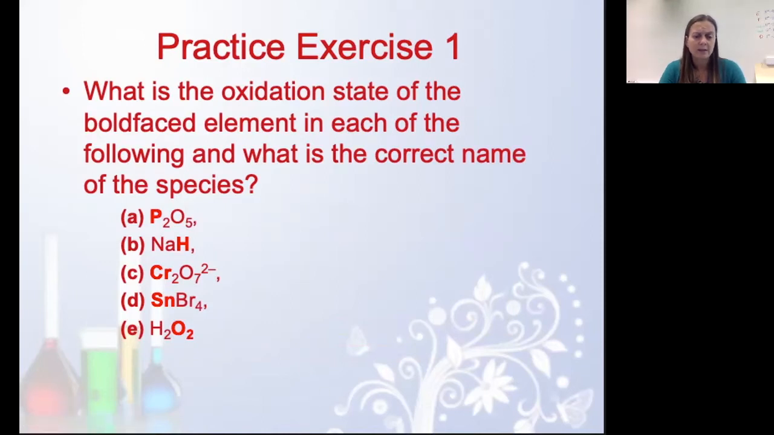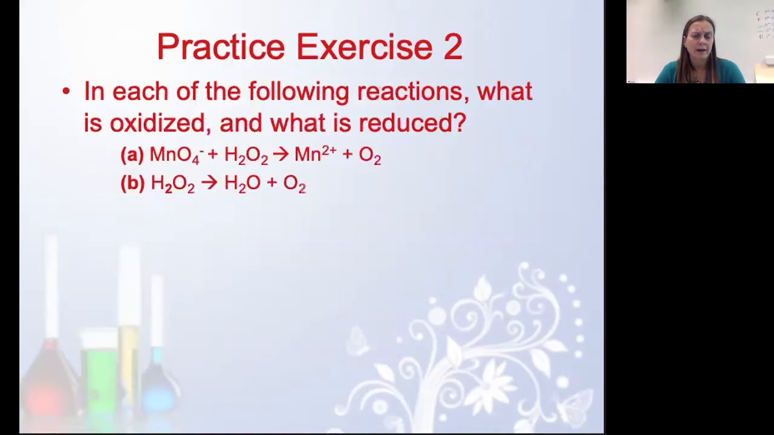Let's put that into the context of a reaction. So let's take a look at these and see if we can figure out what's oxidized and what's reduced. So here we have the permanganate ion. We know that oxygen's a -2. There are 4 of them, so that's a total of -8. -8 plus something makes -1, so that something must be a +7. So we have a +7 here and a -2 here.